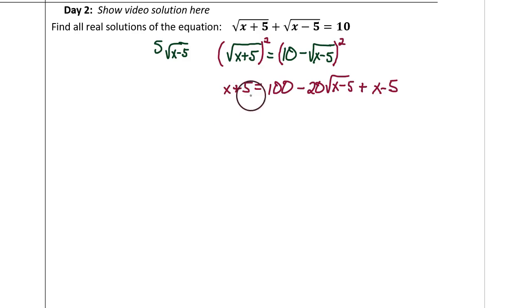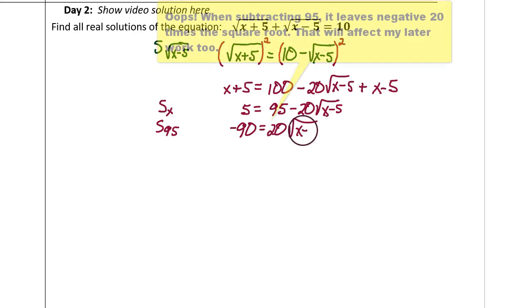Next, observe that there's an x on both sides of the equation. Those cancel away. Think of it like this. If you subtract x from both sides, this x cancels and this x cancels. You would be left with 5 equals 95 minus 20 square root of x minus 5. Now subtract the 95 from both sides. This makes negative 90 equals 20 times the square root of x minus 5.